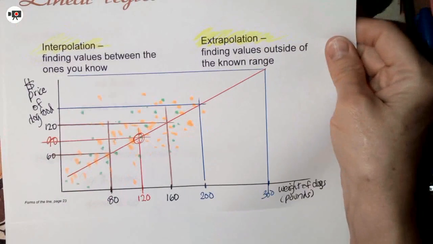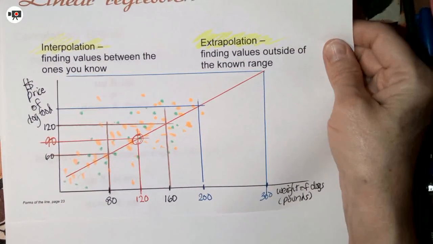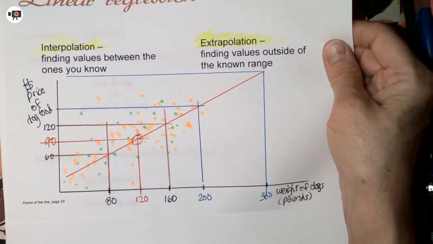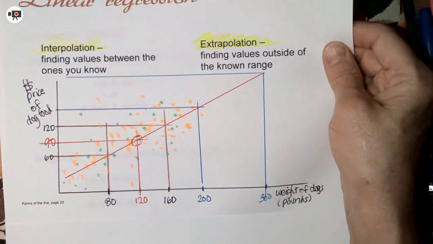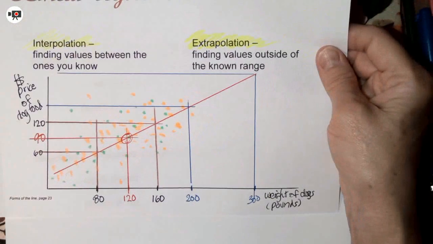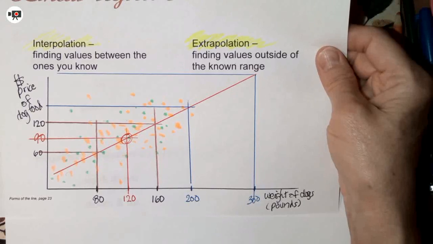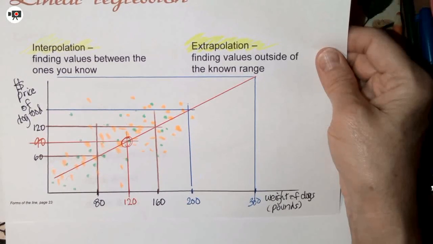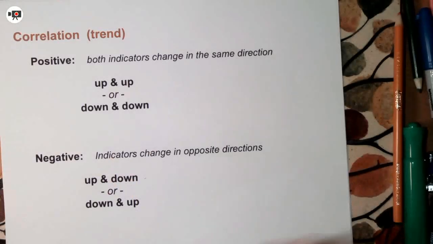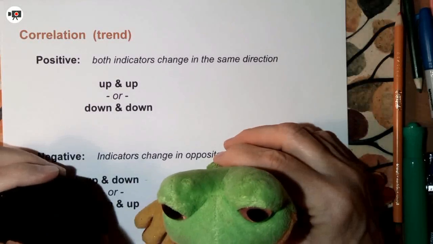The weight of the dogs and the price of the dog food was a positive correlation, because the more dog you get, the more you have to pay for dog food. So that's an example of a positive. Okay, what's an example of a negative?